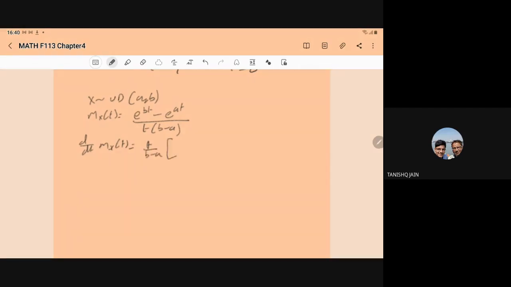Now the differentiation of the remaining part, so the denominator as it is. Now the differentiation of the numerator: e to power bt into b minus e to power at into a, minus e to power bt minus e to power at into 1 upon t square, upon t square.